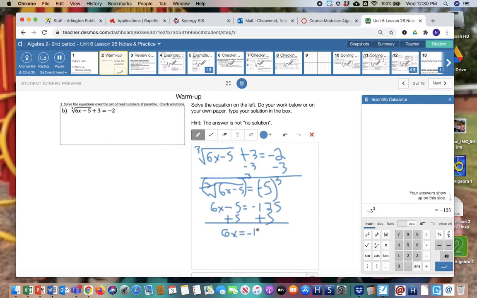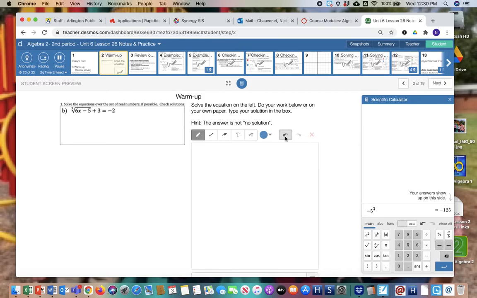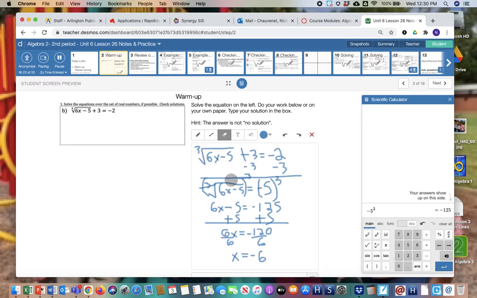Once I get to this place, I need to get solving for x. So I'm going to divide by 6, divide by 6. So now I get negative 120 divided by 6, which is going to give me negative 6. Oops, sorry, my bad. Just kidding, negative 20. Negative 20, my bad there. All right, so I'm going to get my negative 20, and now I need to go through and do the process to check it.